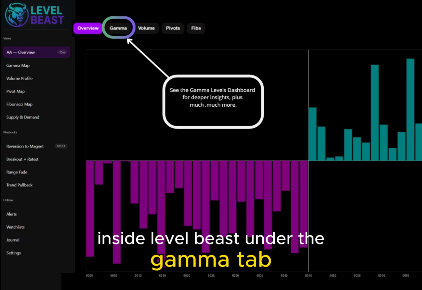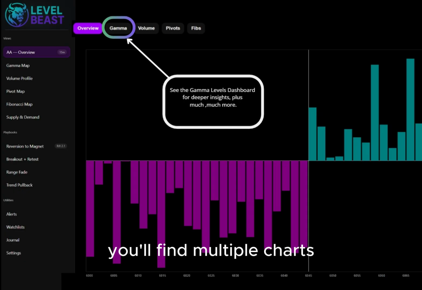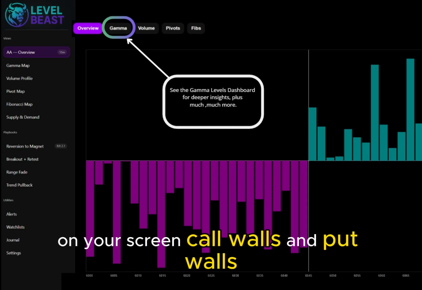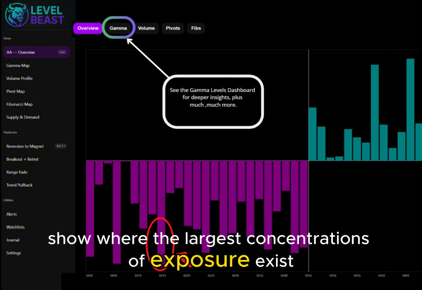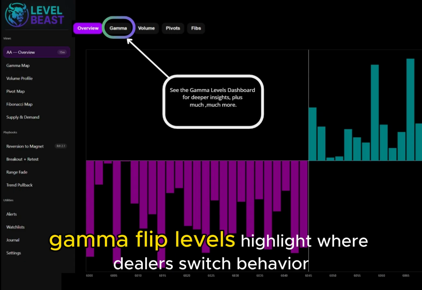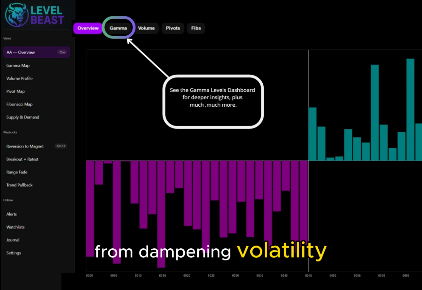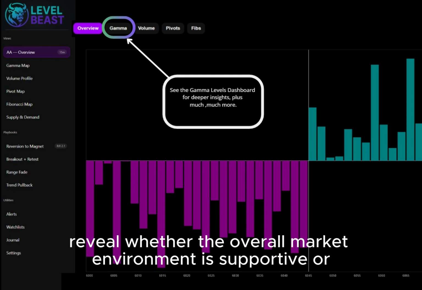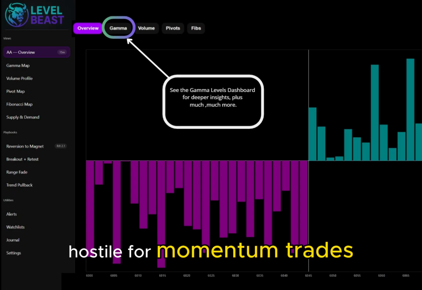Inside Level Beast, under the Gamma tab, you'll find multiple charts and layouts that clearly map out gamma levels on your screen. Call walls and put walls show where the largest concentrations of exposure exist. Gamma flip levels highlight where dealers switch behavior from dampening volatility to fueling it. Net gamma charts reveal whether the overall market environment is supportive or hostile for momentum trades.